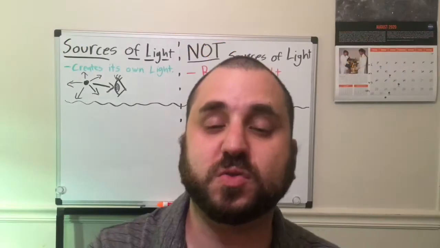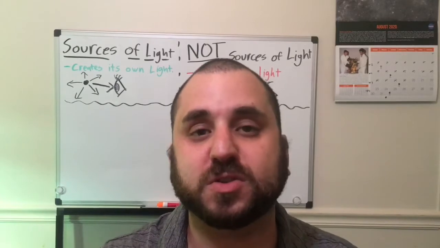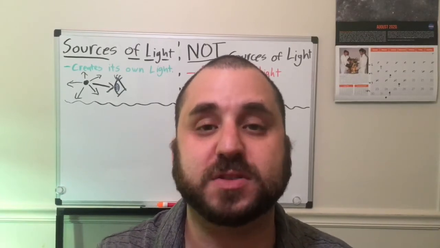Let's talk about sources of light. These are things that give off or create their own light. The light from them is going directly into our eyeball. There's no bouncing around in between.